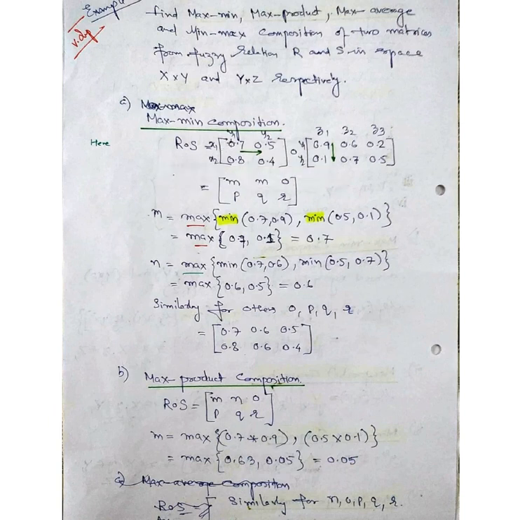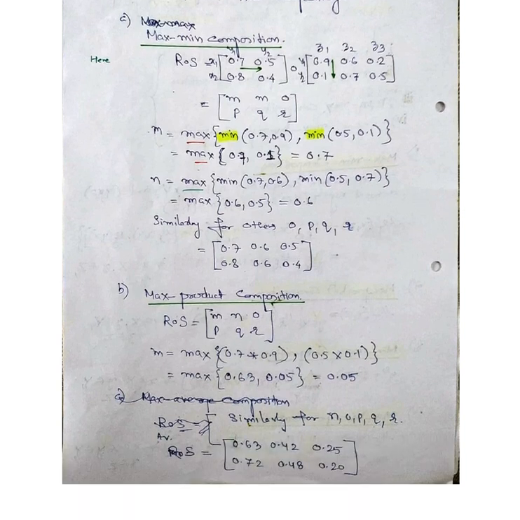How will you do it? You take the first row of R and the first column of S. Then you take the minimum values: 0.7, 0.9, 0.7, 0.5, 0.1. It is 0.1. And what is the maximum of these two values? It is 0.7. That is what is here. Like that you carry out here. Similarly, the max-product composition, you also follow in that same way. You do the product compositions.